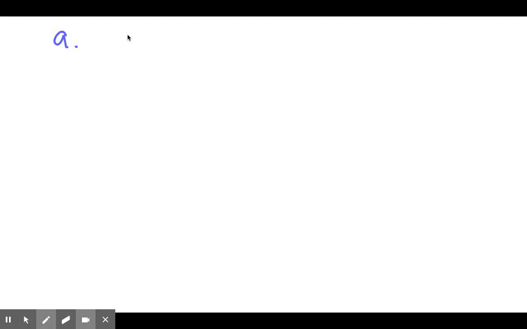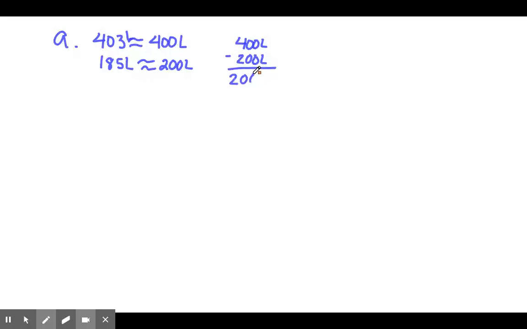Okay, so I'm going to round the 403. And 403 is about equal to 400. It's actually only 3 numbers away from 400. And I should have an L here too, boys and girls. All right, the next number was 185 liters. That is about equal to 200 liters. All right, so if I'm doing that as a problem, I could say 400 liters minus 200 liters, which would give us 200 liters. So there is about 200 liters of water left.